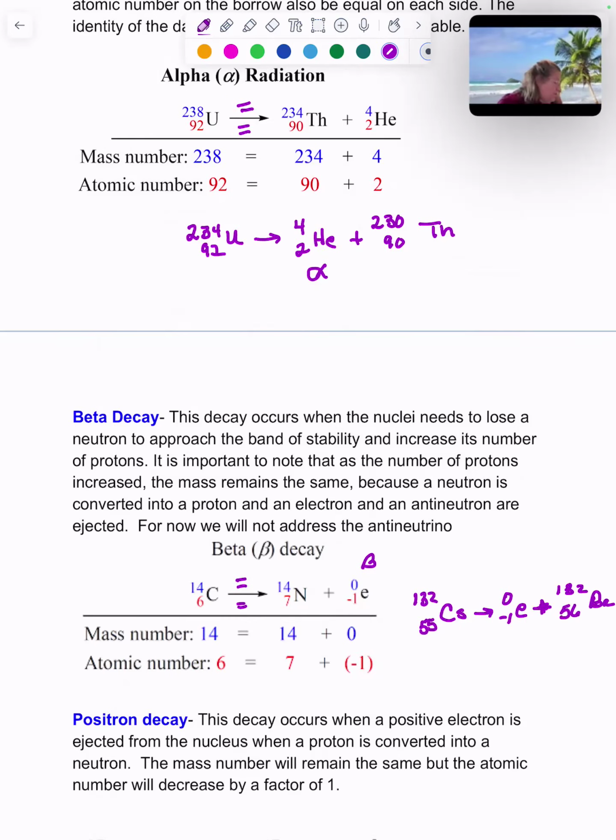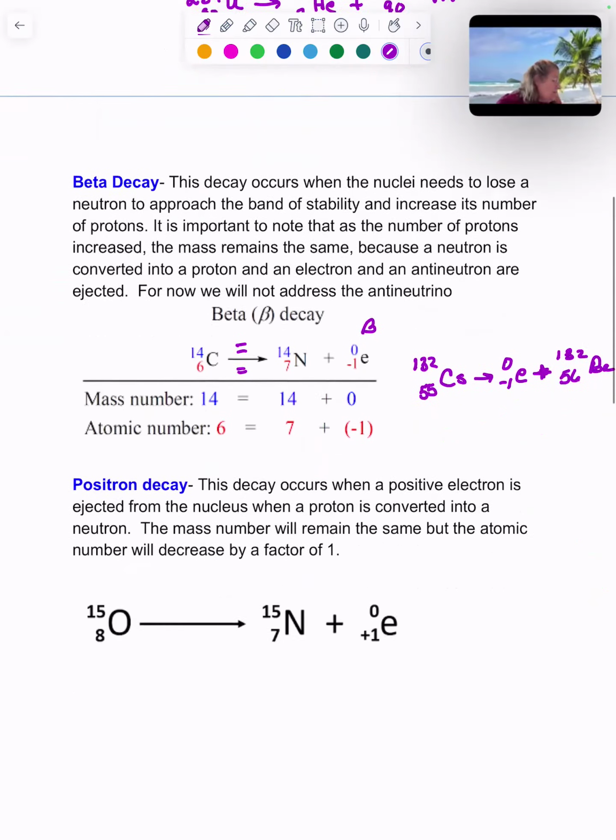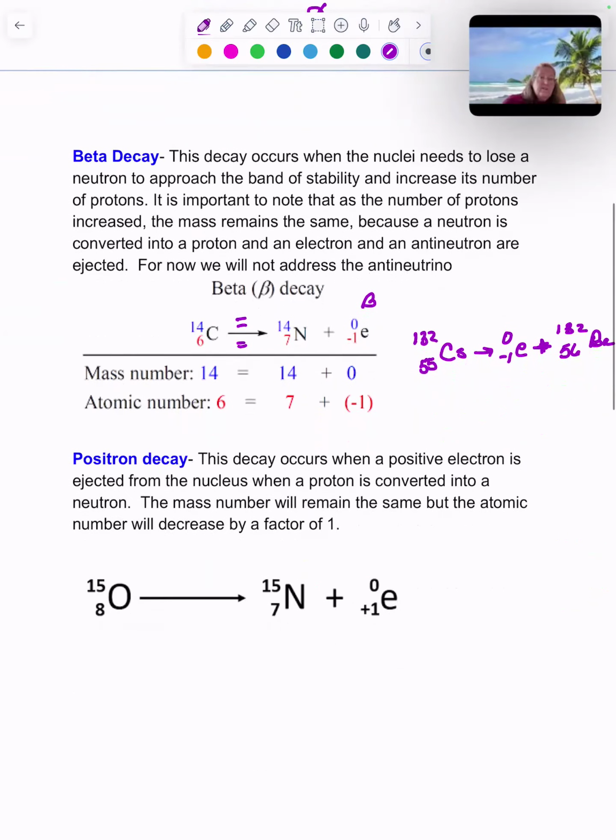A positron decay occurs when a positive electron is given off. So here you'll notice we're still thinking of this as an equal sign. 15 plus 0 was my original 15. Now, what do I add to 7 to get 8? Well, that was that positive 1. When it's a positive here, it's a positron. Notice when it's just an electron, like up here, it's a negative 1.